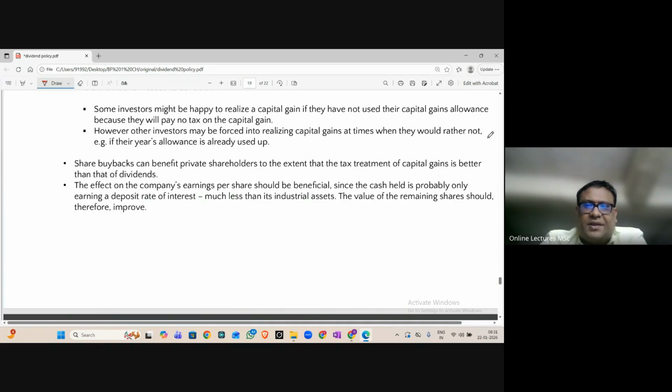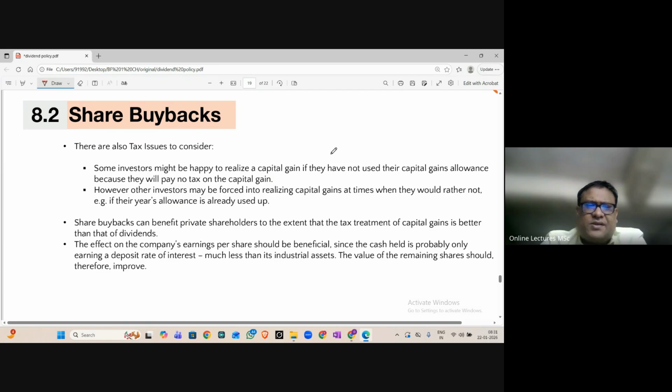So the issues with buyback is some investors may want to have capital gain. Some don't want capital gain. So there are some taxation related issues. However, the effect of buyback on earnings per share is good because the denominator will go down and the EPS should increase, right?